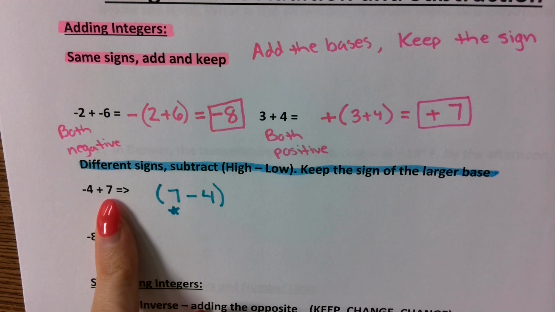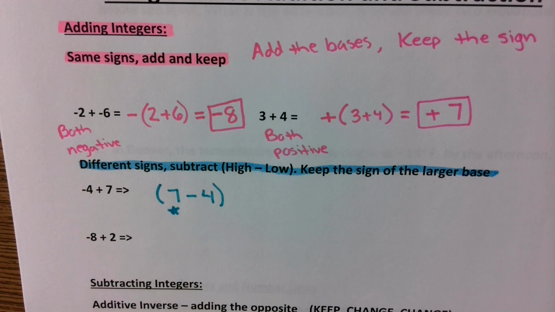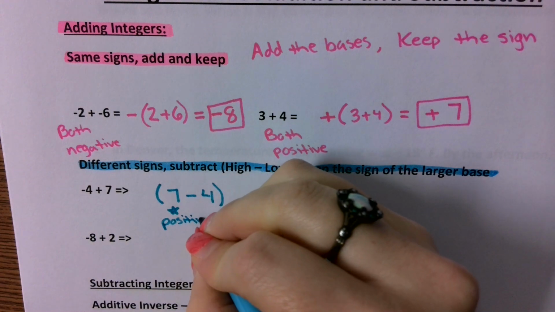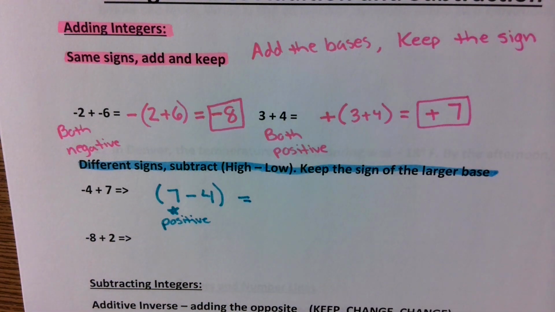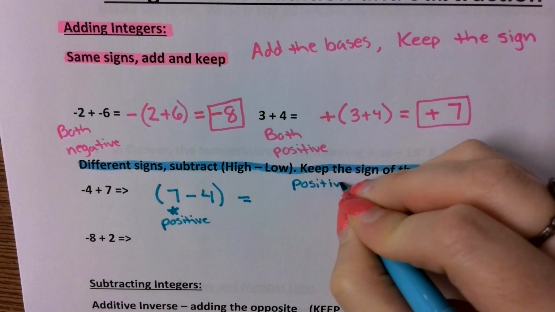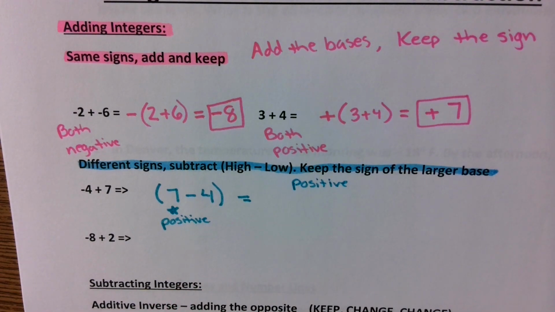Okay? The 7 was a positive. So I'm going to put down that it was positive underneath it so that I know my answer is going to be a positive answer. And then I subtract like normal. What's 7 minus 4? 3.